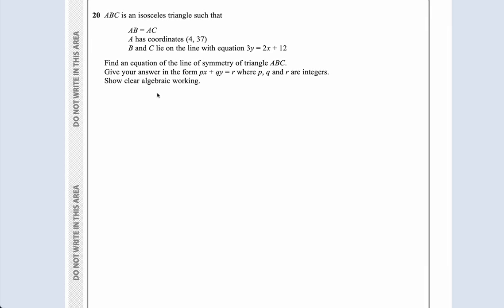Question 20. ABC is an isosceles triangle such that AB equals AC. Guys, without even thinking, I'm going to draw that. Here's an isosceles triangle. If you get the opportunity to draw something, go for it. So AB and AC, so that means A is at the top, because AB and AC are the two lines that are the same. A has coordinates (4, 37). And BC lies on the line with equation 3y equals 2x plus 12.